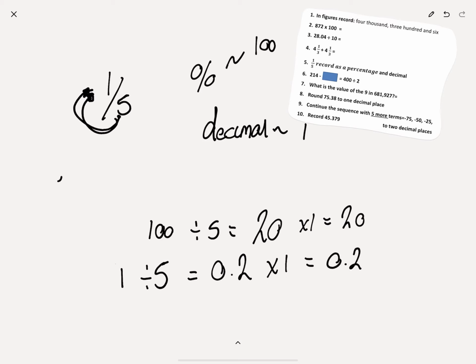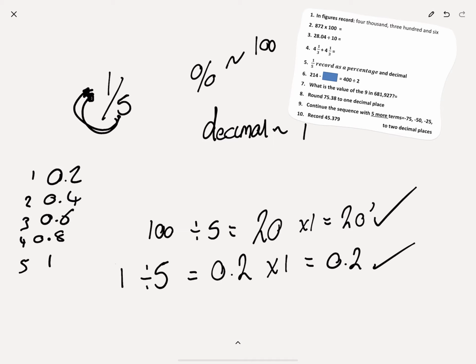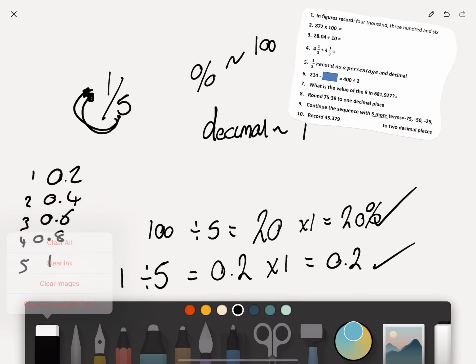And again, we'll prove it, 0.2, 0.4, 0.6, 0.8, 1. 1, 2, 3, 4, 5. So 5/5 would be 1. 4/5 would be 0.8, so on and so on. 1/5 is 0.2. Okay, so the answers are, well, there. Apologies. A fifth recorded as a percentage is 20%. A fifth recorded as a decimal is 0.2. Next one.